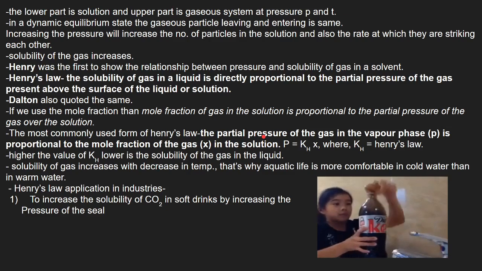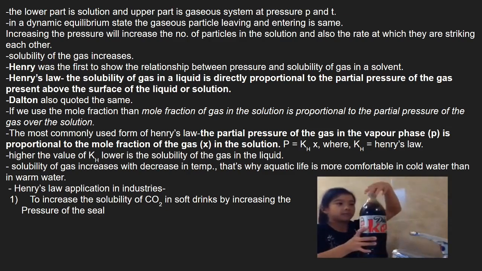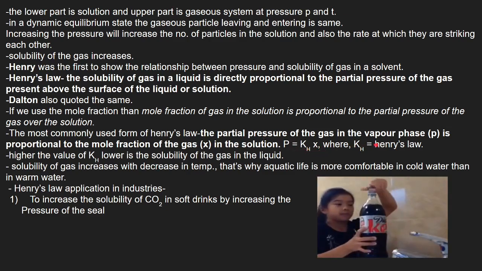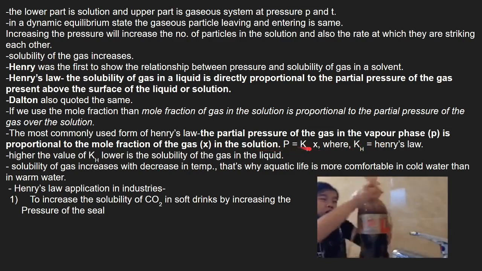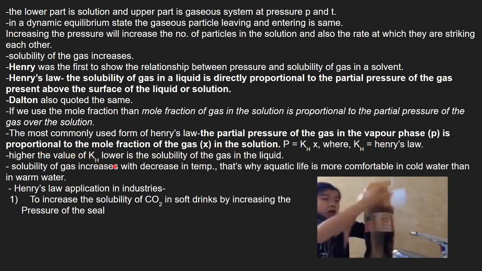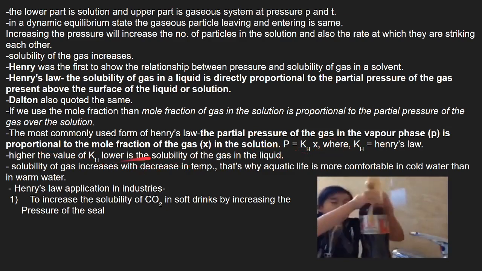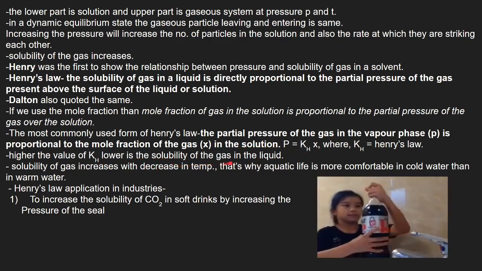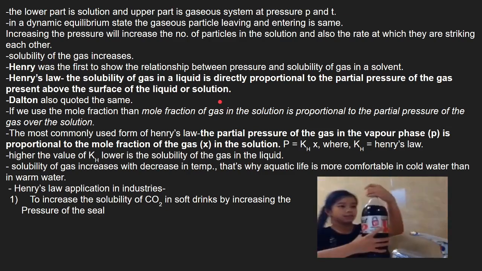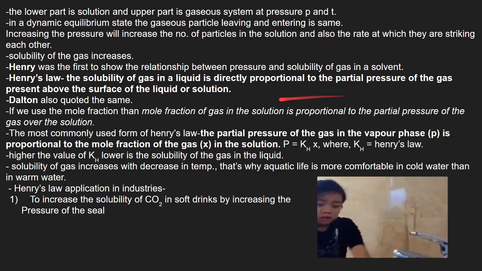Whatever the number of moles of the gas in the solution, it is proportional to the partial pressure. Now here P is equal to KH X, where KH is Henry's law constant, P is for pressure, and X is the mole fraction. The higher the value of KH, the lower the solubility of the gas in the solution. So the higher the value of Henry's law constant, the lower the solubility of gas in the liquid. We know Henry's law is directly proportional to the partial pressure of the gas.